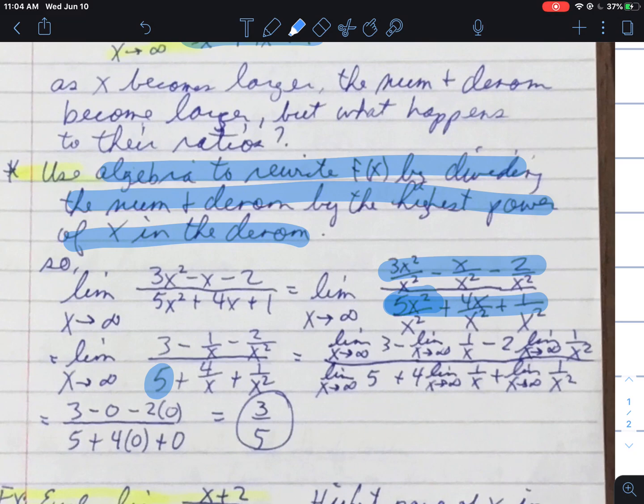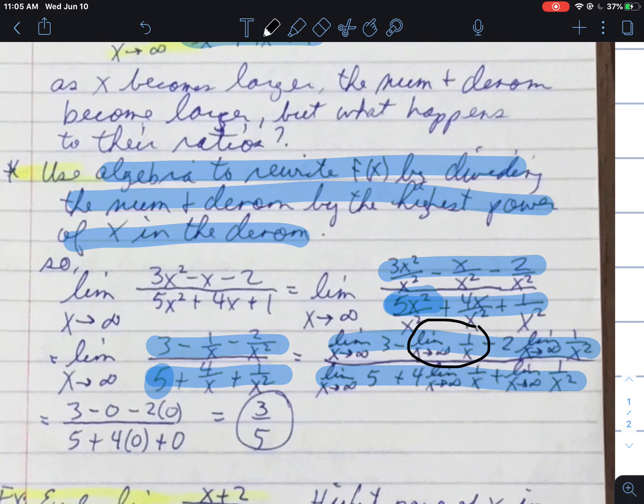And then we just simplify each one of those. So now I've got 3 minus 1 over x minus 2 over x squared, over 5 plus 4 over x plus 1 over x squared. And then I went ahead and rewrote this using our limit laws, because notice now the next step, what I'm doing is I'm setting this up to use that theorem that we just mentioned with the limit as x approaches infinity of 1 over x to the r. All right, so I took the limit of a sum and difference and I broke them up into the individual terms. I also pulled out constants.